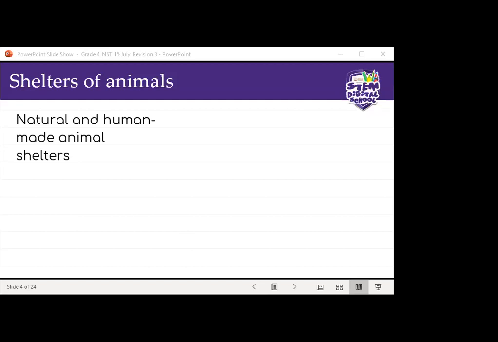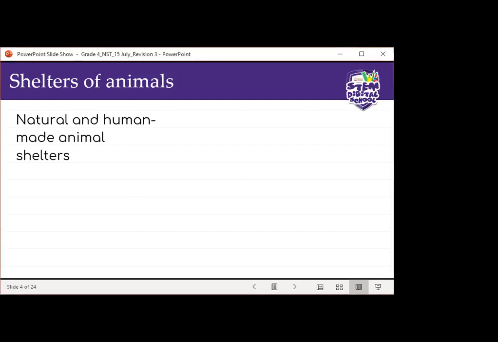So can you give us examples of natural as well as human-made animal shelters? One natural shelter is a tree hole. Mm-hmm. And a human-made one is a dog's kennel. All right, beautiful. Thank you very much, Darish. And another natural shelter is a nest. Mm-hmm. And another human-made shelter is a fish tank. All right, beautiful, beautiful. Thank you very much for those answers, Darish.